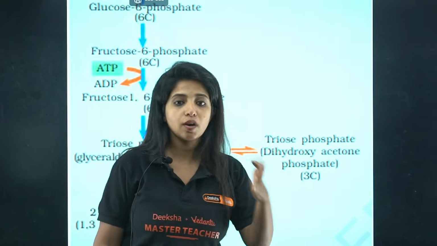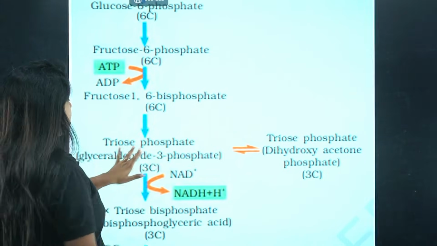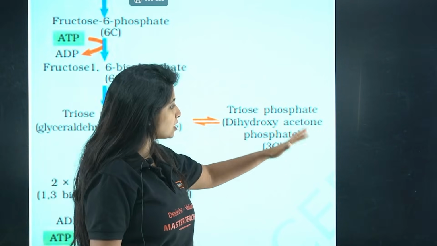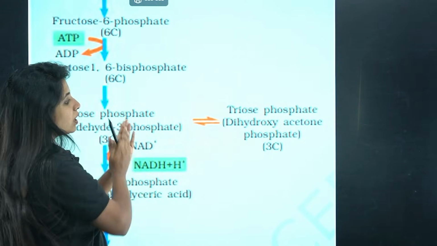That is why you call it triose phosphate. So from fructose 1,6-bisphosphate, you got 2 triose phosphate. One is in the form of glyceraldehyde 3-phosphate and one is in the form of dihydroxyacetone phosphate. Now you need to understand one thing. Even though it is divided into 2 things, we do not need that.